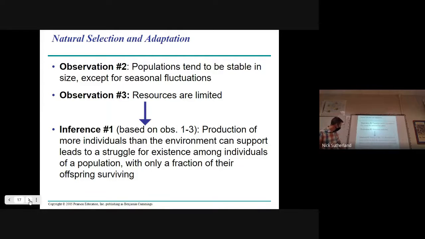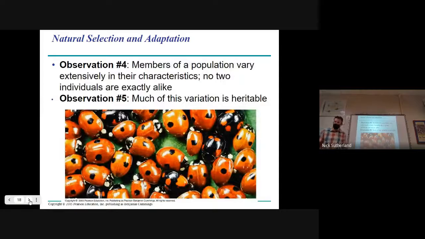Next set of observations. Observations 4 and 5 lead to the next two inferences. Observation 4: members of a population vary extensively in their characteristics. In other words, no two individuals are alike. Even identical twins in a human population are not 100% alike.